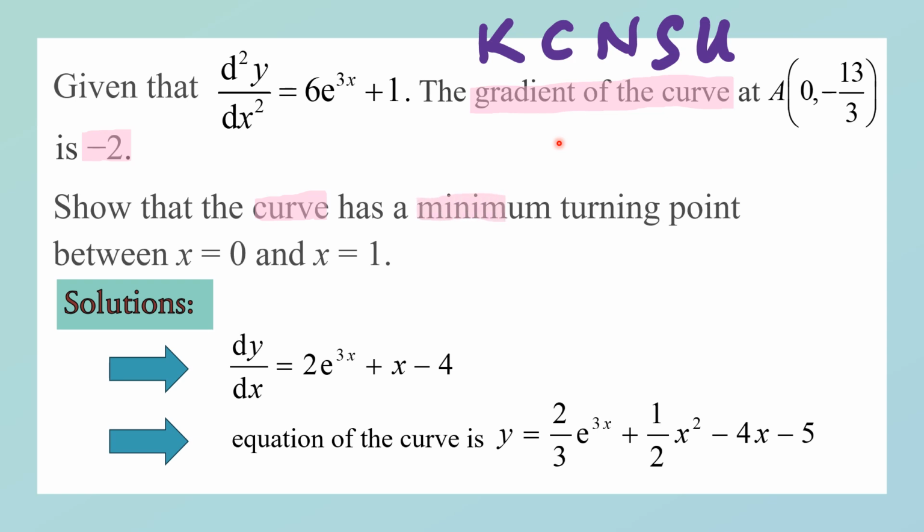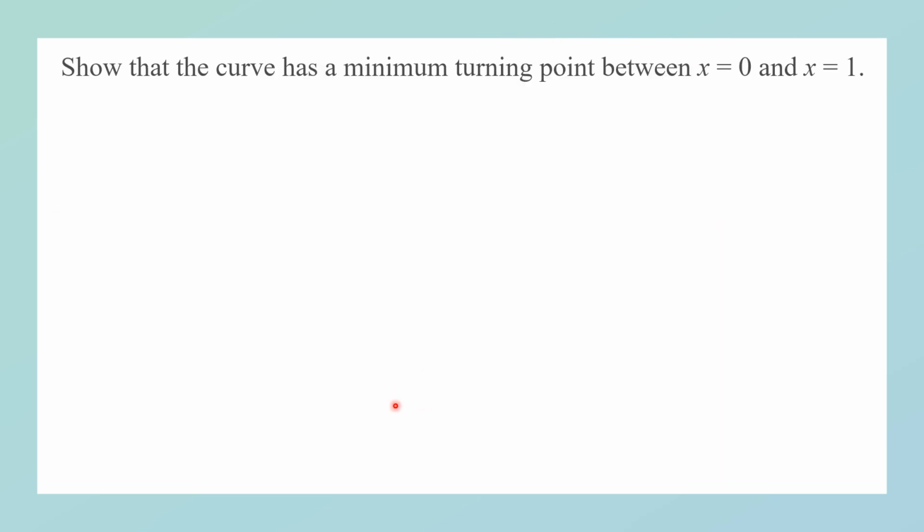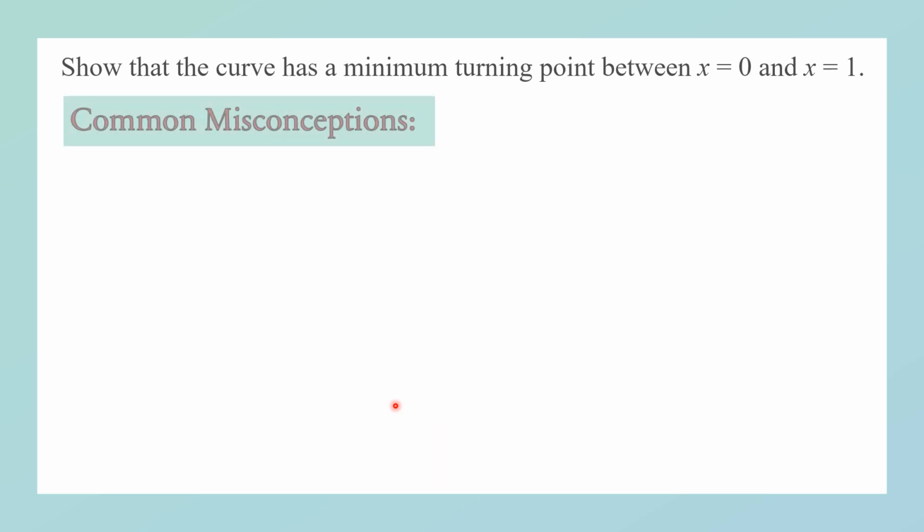Now, what is tough is this part here, whereby we are to show that the curve has a minimum turning point. So let's take a look. Over here, let's go through some of the misconceptions that students made during the examination. The one that students find difficult is turning point. Usually when a student sees turning point, they jump in and try to apply all the knowledge that they learned about turning point.